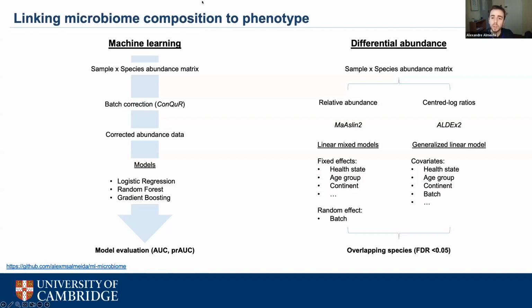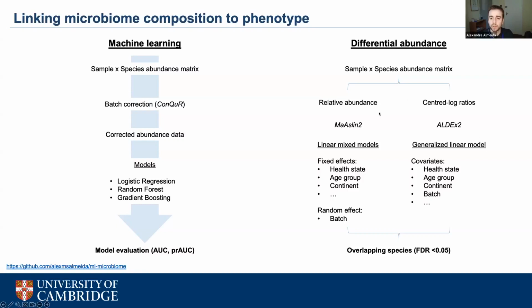So the machine learning is just to have a broad answer of, is your microbiome strongly linked with that phenotype? And then you'll get a metric. But then you might be actually interested in understanding what are the species, what are the features within your microbiome that most strongly relate with health and disease.